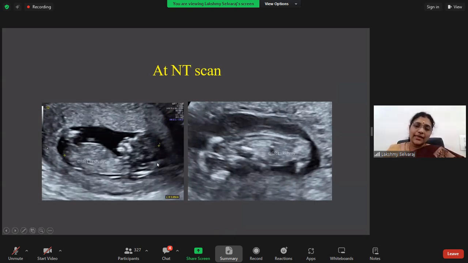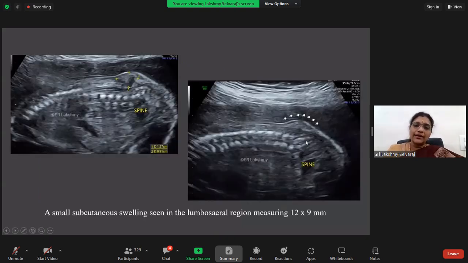Now, look at this case scenario. At the NT scan, this is 55 millimeters, very high BMI, poor penetration of sound waves, and the spine looks absolutely okay. When you do a scan at the mid-trimester, you see a small subcutaneous lesion, once again similar to what I showed there. And the intracranial signs will be normal. But just look at this. The skin always carries a layer of hypoechoic subcutaneous fat along with it.